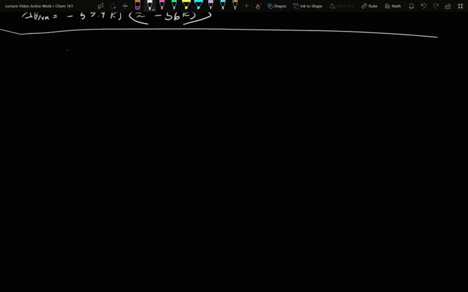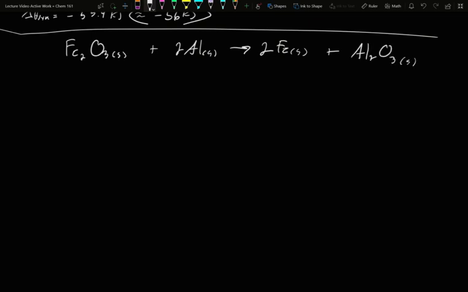Let's do one more. Fe2O3 solid plus 2 aluminum solid goes to 2Fe solid and Al2O3 solid. Now we could construct this from a variety of different reactions, or we can just look up the delta H of formations of each chemical.